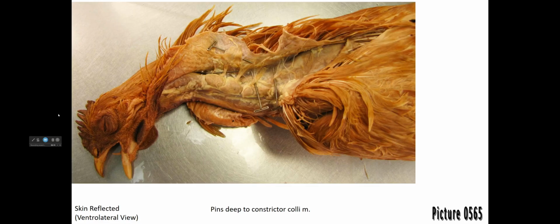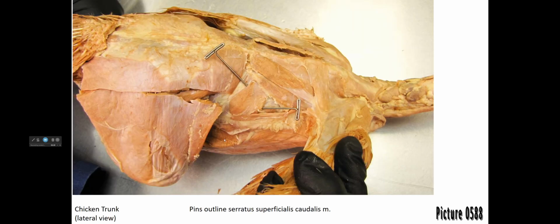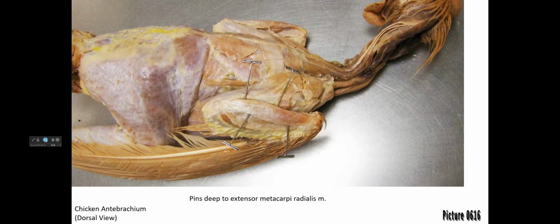In picture 565, we see pins deep to the constrictor colli muscle. Note this is thymus gland right here in the neck of this bird, so it's a relatively young bird. Sorry, not parathyroids. In picture 588, pins outline the superficial portion of the serratus. In picture 616, pins outline the extensor metacarpi radialis muscle of the wing.